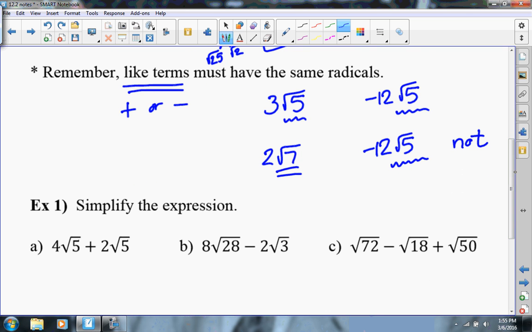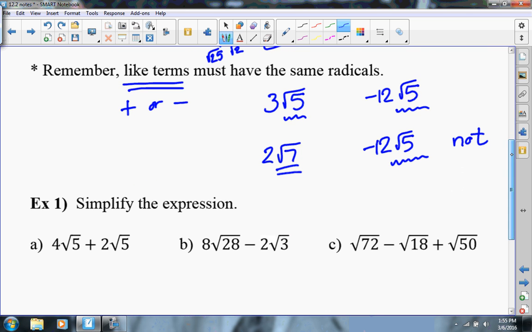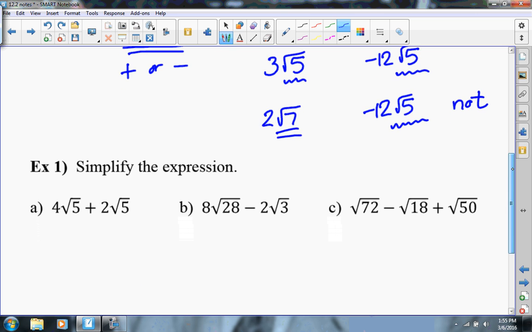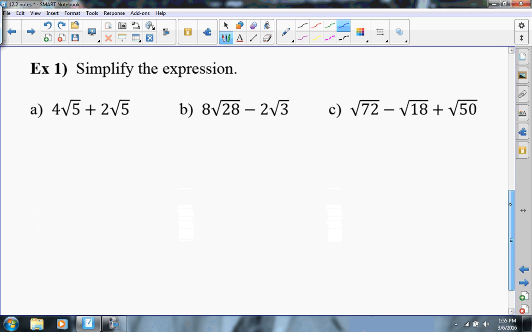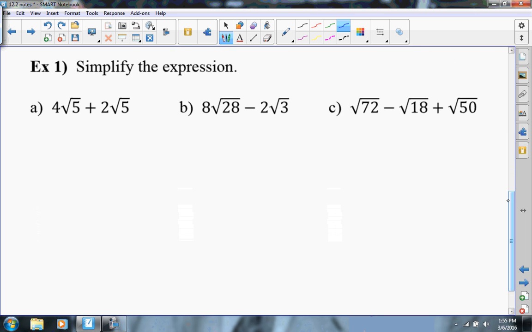So here for our first example, we're going to be putting that knowledge of like terms together. We're going to take our expressions and simplify them first, so we might have to break them down. And then we'll see if we can combine any of our like terms together. Now for our first example here, we have 4 times the square root of 5 and 2 square root of 5, and they're being added together.